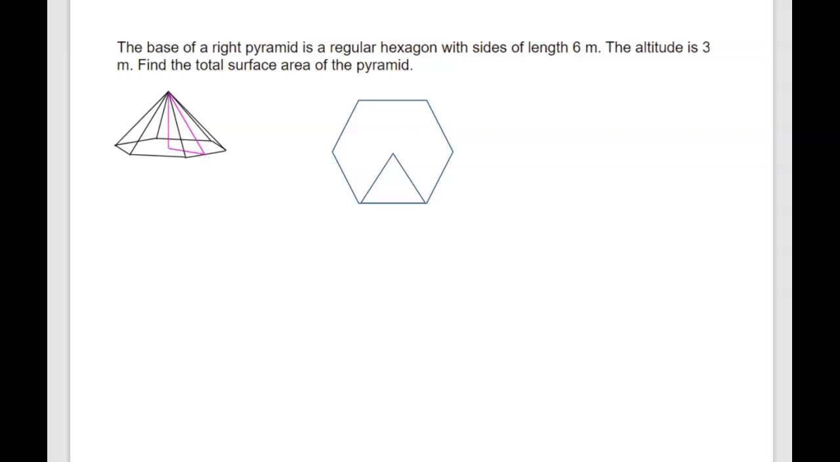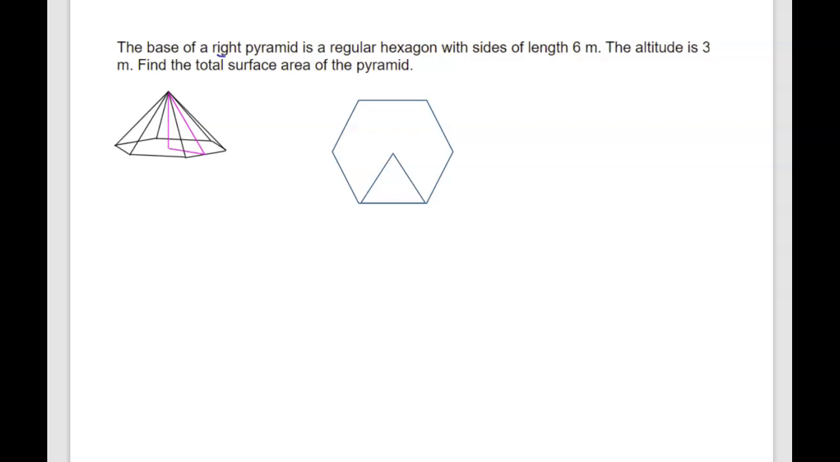A few people ask me about some of the geometric formulas and how to use them when you're asked to give exact values. That means leave the radicals, leave the pi, things of that nature. So let's look at this question.